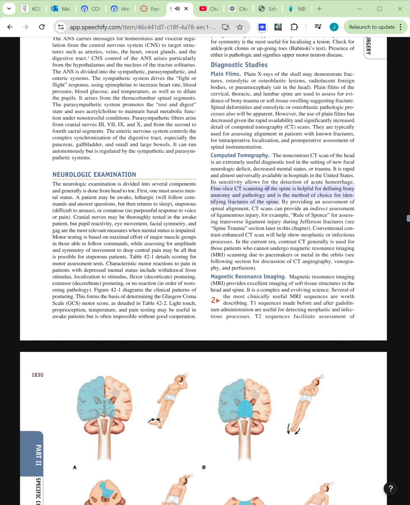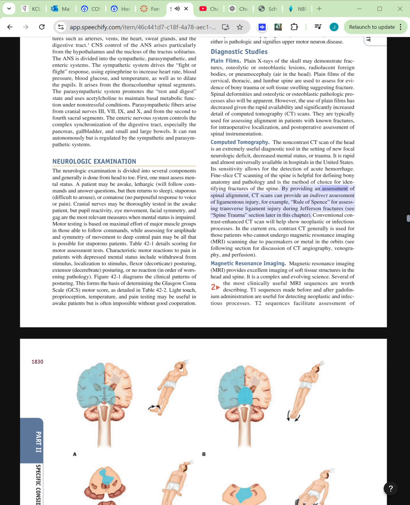Fine slice CT scanning of the spine is helpful for defining bony anatomy and pathology and is the method of choice for identifying fractures of the spine. By providing an assessment of spinal alignment, CT scans can provide an indirect assessment of ligamentous injury, for example, the rule of Spence for assessing transverse ligament injury during Jefferson fractures.